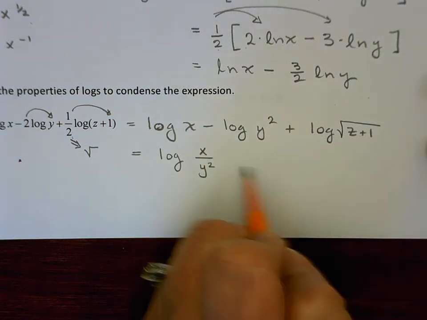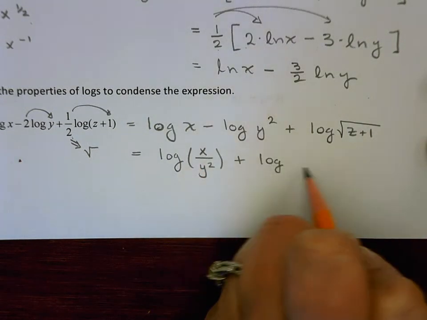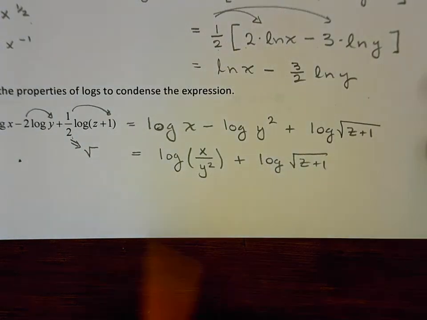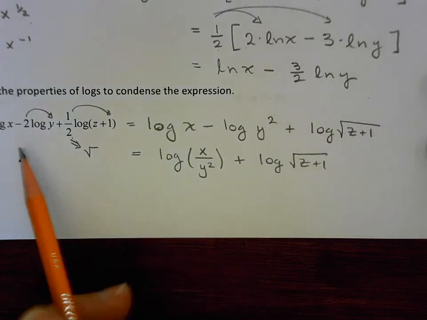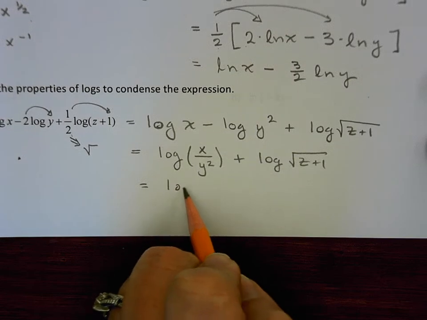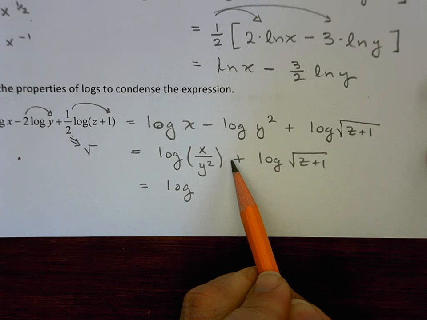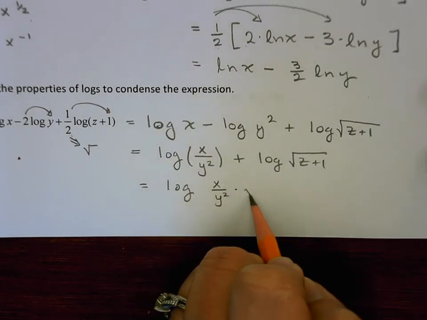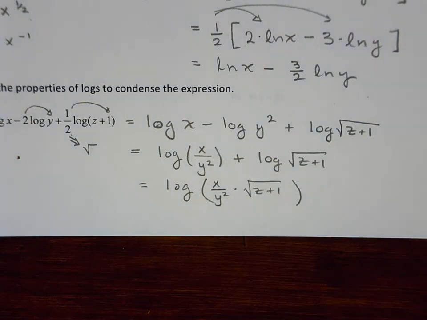Okay, so that's all I've done so far, and then log square root of z plus 1. So I combined the first two together, subtraction turned into division. So now I still have log, so I'm trying to get it down to where it just has one log, and so I just have one more step to do. So I have log, because I have two, I'm putting those together, and I'm adding, and addition turns into multiplying. So I'll have x over y squared, and then times the square root of z plus 1. So one log with all my terms together.